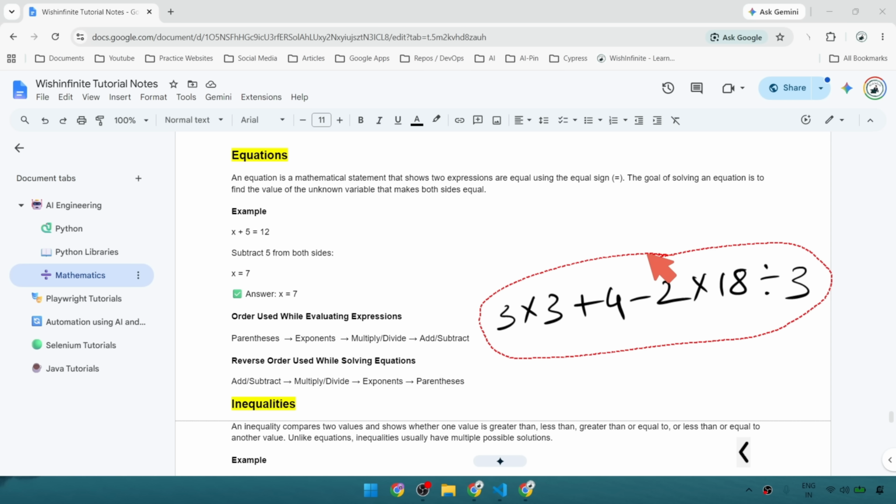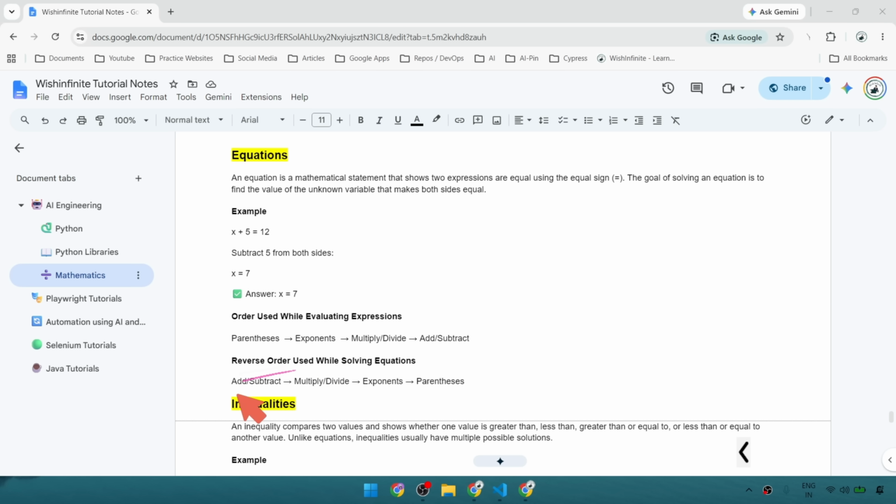But now we want to solve a mathematical equation, and for that we just need to reverse this rule. And the reverse rule is this one. First we need to solve addition and subtraction, and then multiplication and division. After that we need to solve exponents, which means powers or roots, and at the end we need to solve parentheses. So whenever you are solving such mathematical equations, you need to follow this reverse order: addition, subtraction, multiplication, division, then exponents, and then parentheses. Let's see a practical example for the same.